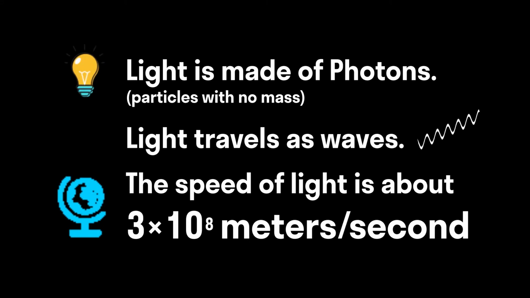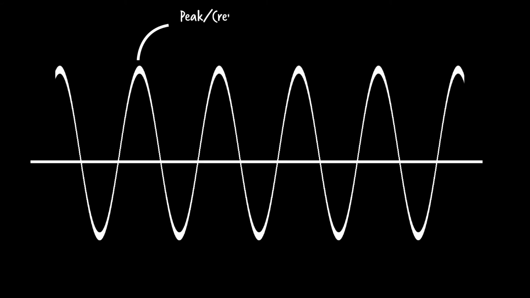Speaking of waves, there are a few main parts of a wave. First, there is a peak or crest. This is the highest point in a wave when graphed. Then there is the amplitude. The amplitude is the distance of the peak to the middle of the wave.